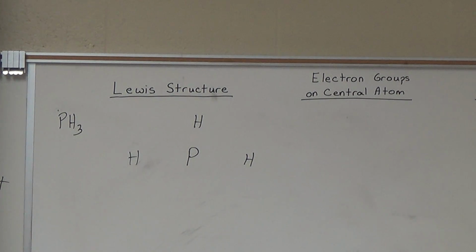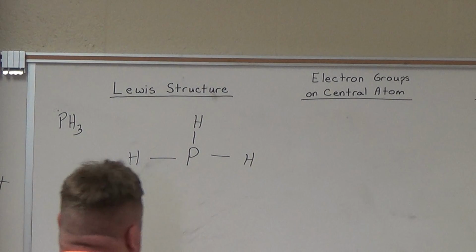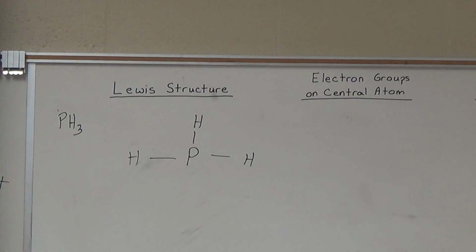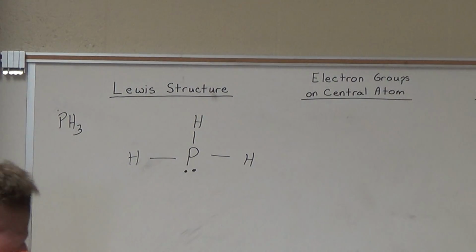Hey, we put the bonds in. How many pairs does that use? 3. How many pairs do we have left? 1. Where does it go? On the central atom, not on the hydrogen. You guys are correct on hydrogen because we don't need any on the hydrogen because it's happy. So the remaining pair goes on the phosphorus. Just the 1 pair we have there.